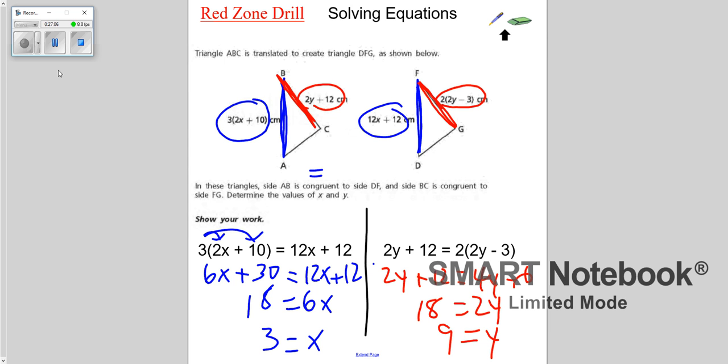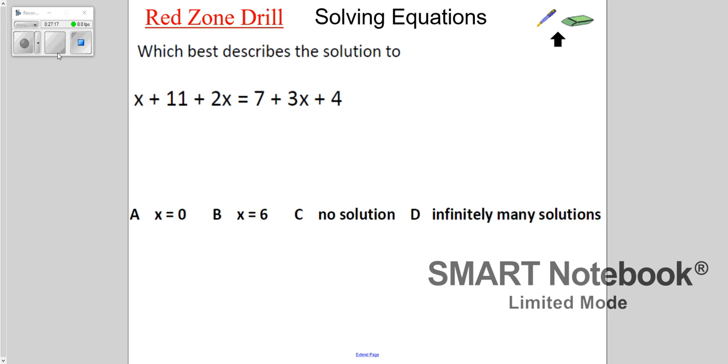There you go. Pause it to check your work if you need to. I wrote both equations. I showed most of my work, so it should be straightforward. If not, reach out to your teachers. All right, I'm going to pause it now. The answer is going to be up in a few seconds.